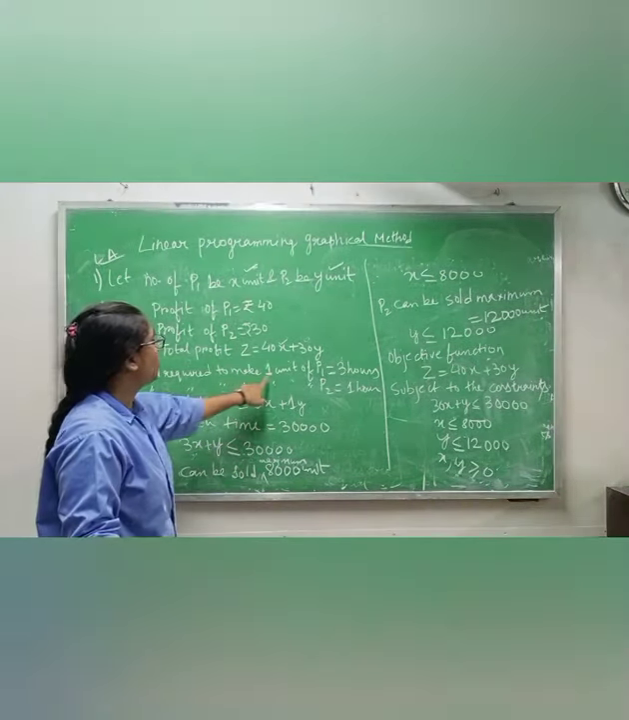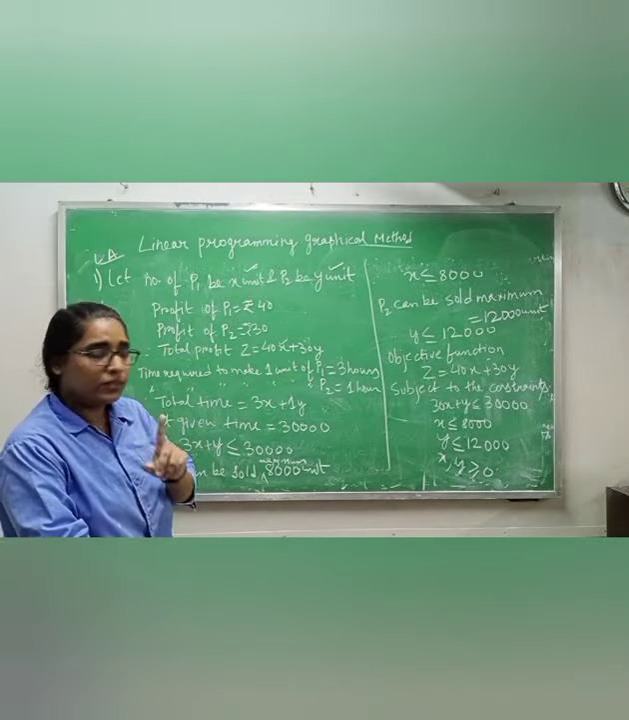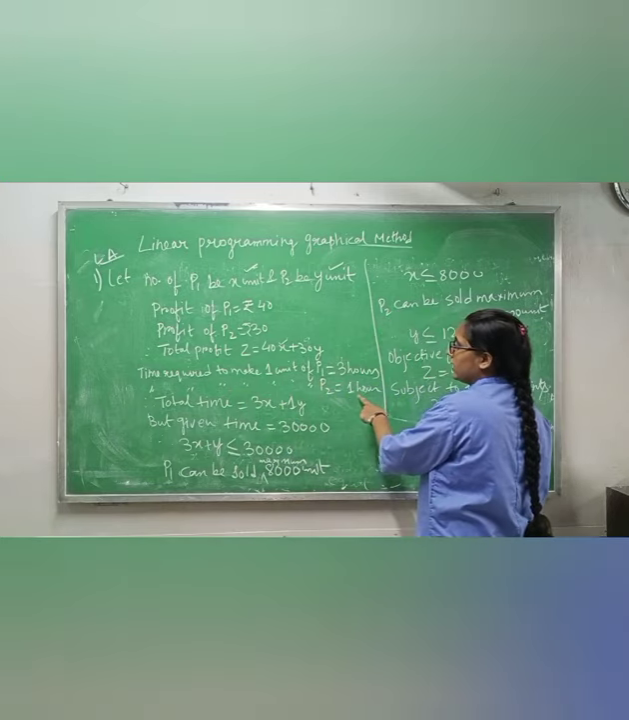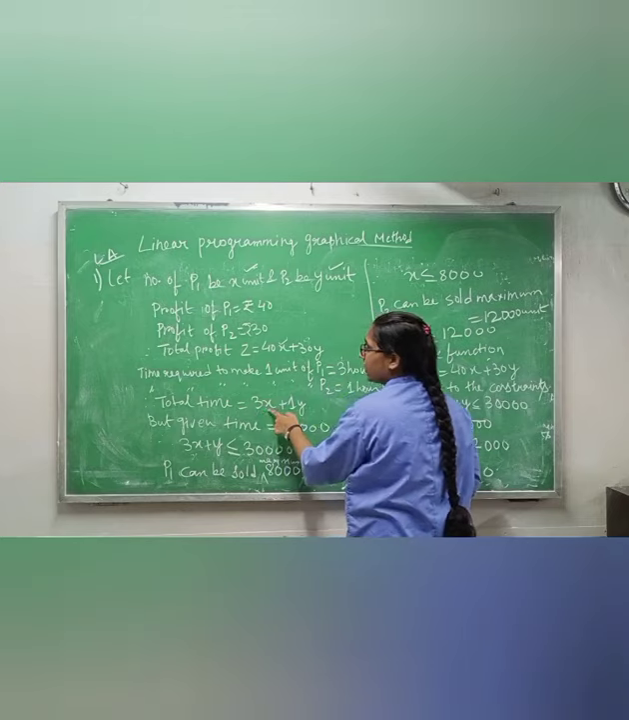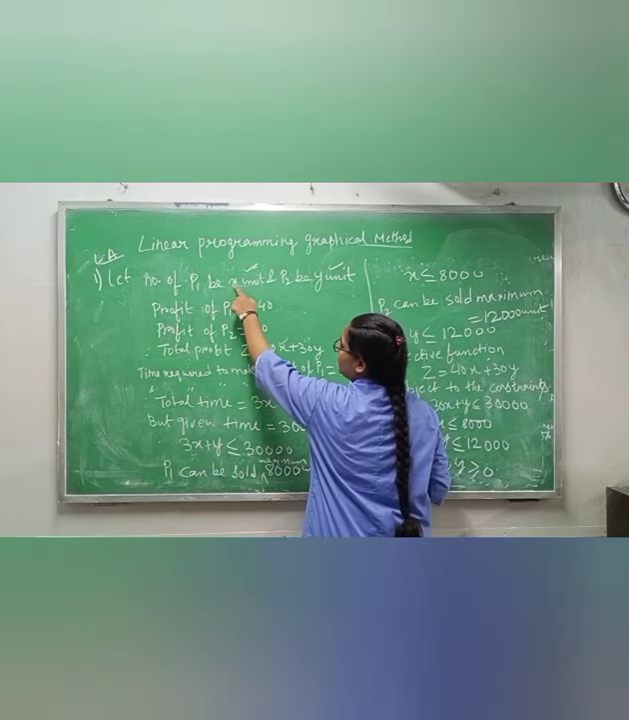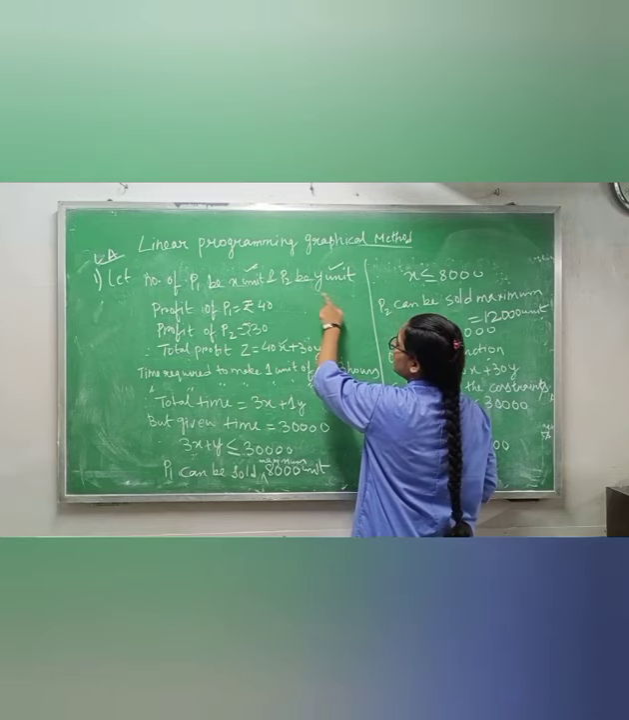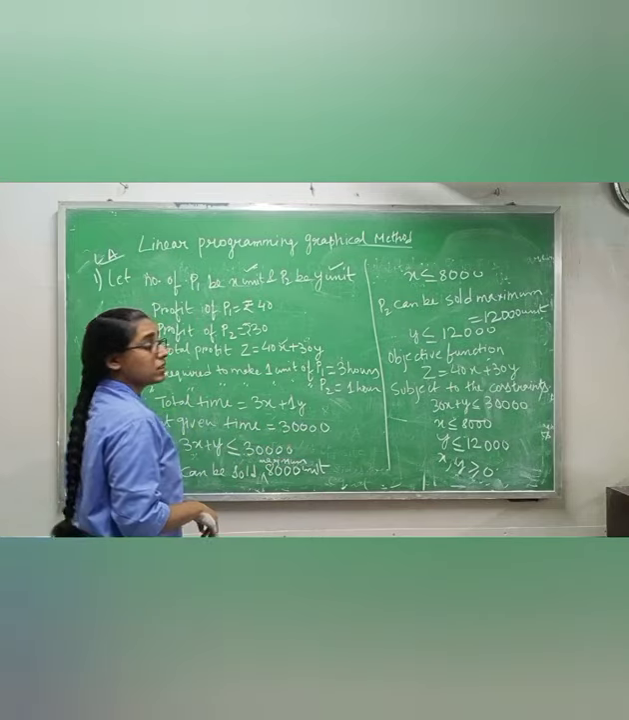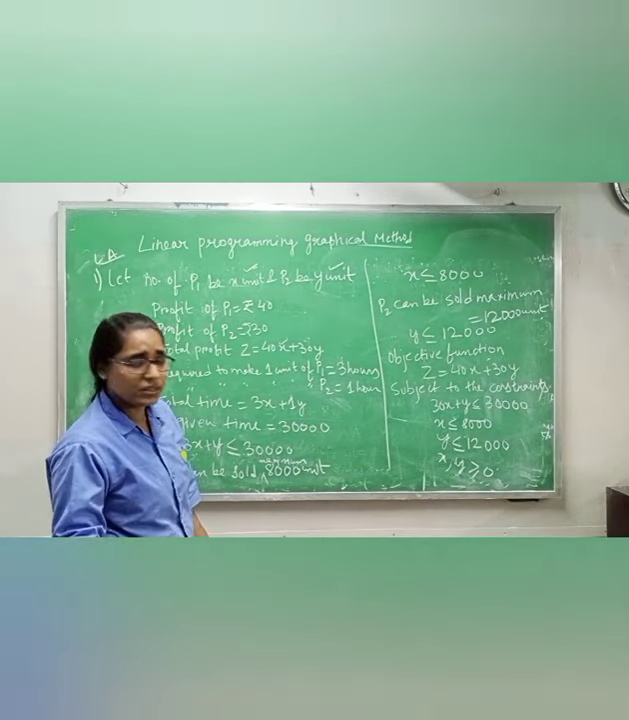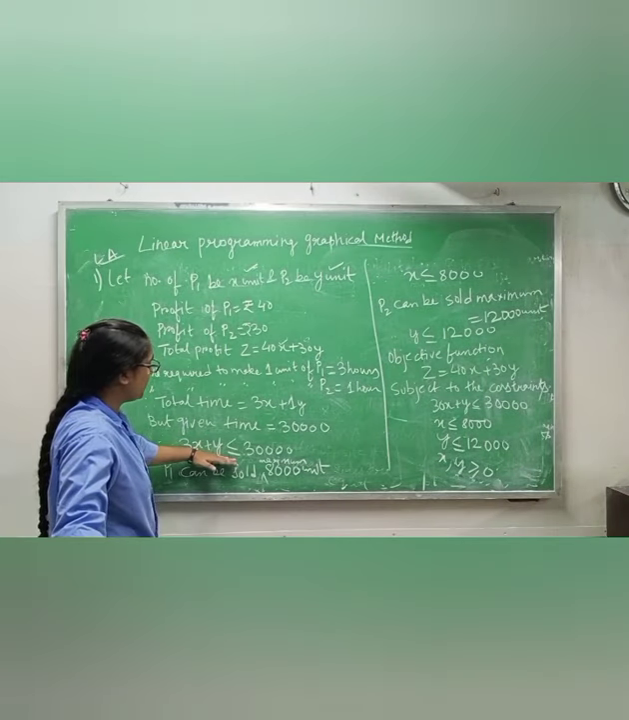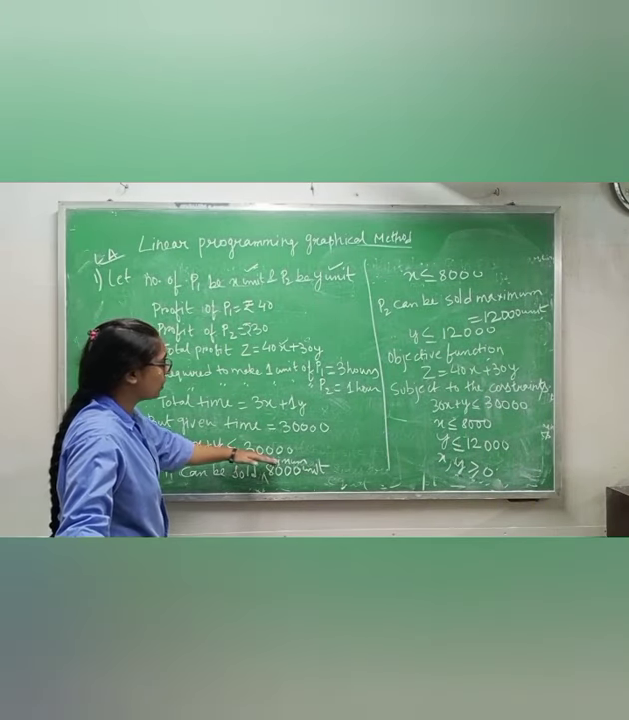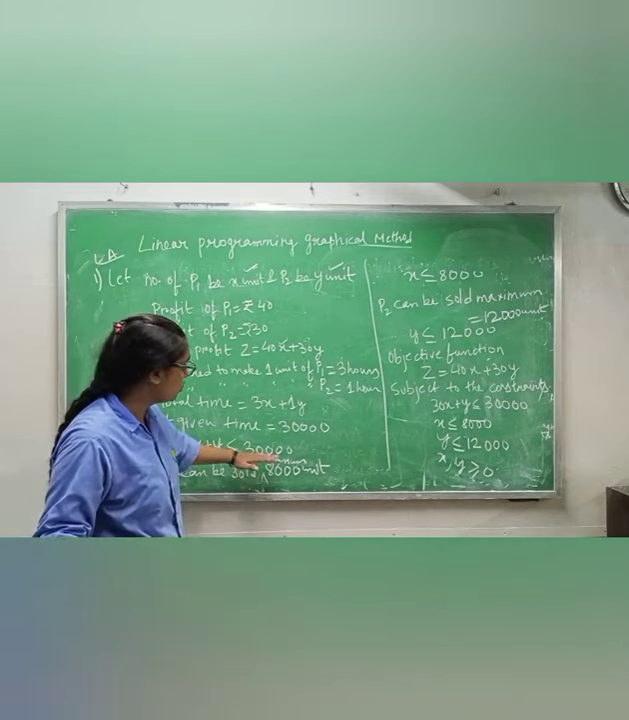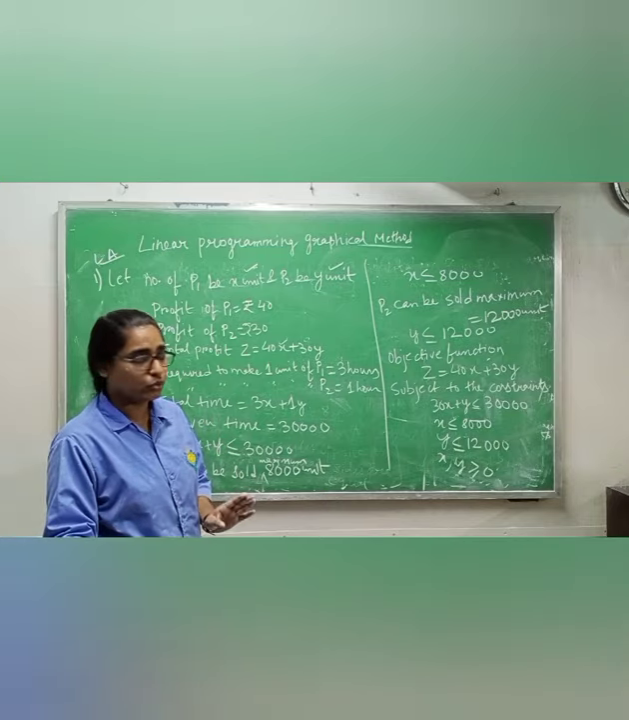Okay. Time required to make 1 unit of P1: to make P1 they require 3 hours, and to make P2 they are taking 1 hour. So total time is 3x, because the number of things we have is x. So 3x plus, for P2 we have y, so 1 into y. Okay. But the given time is 30,000, with 30,000 man hours means time is given to you. So 3x plus y is less than or equal to 30,000. Why? Because we will not be able to use more than this many hours. Okay, we have to use only 30,000 hours or less than that, not more than that.